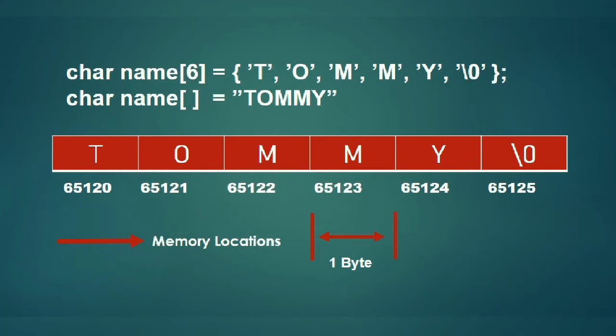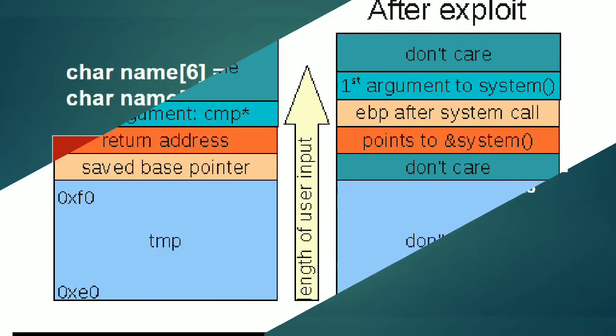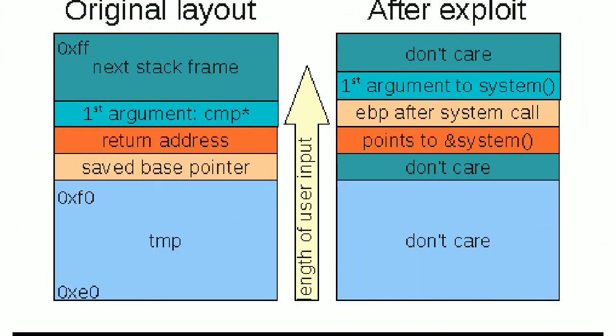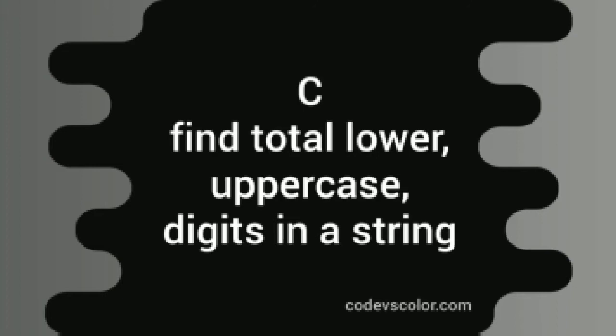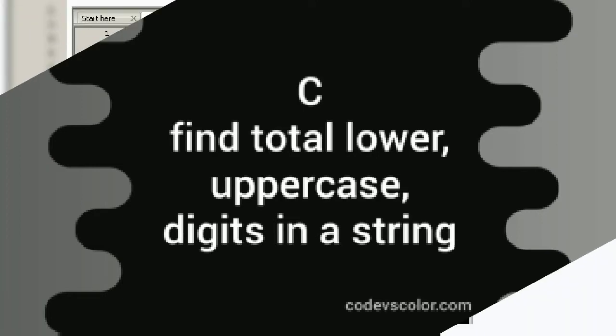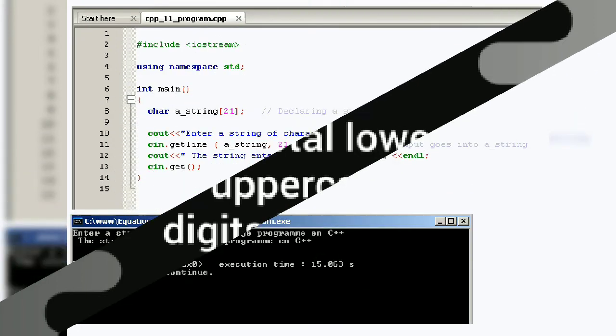A string is a sequence of characters that is treated as a single data item and terminated by the null character \0. Remember that C language does not support string as a data type.